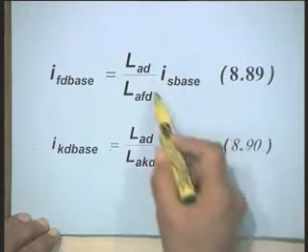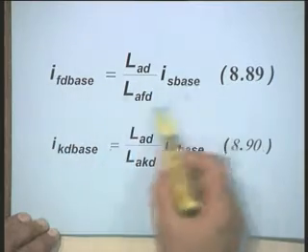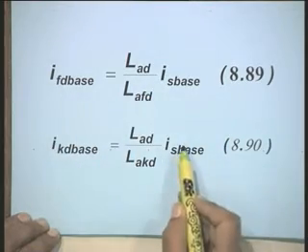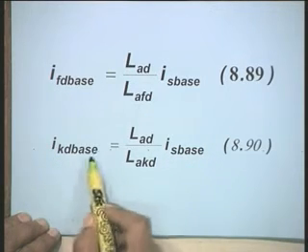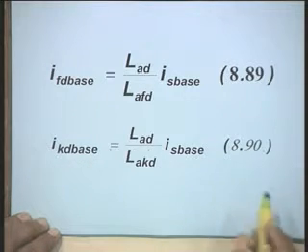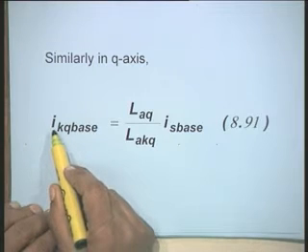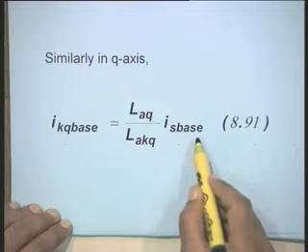Now, this gives a relationship that if I have chosen the stator base current, then the base current in the field circuit should be given by this equation. Similarly, if I have chosen the base current in the stator as Is base, then the base current in the direct axis amortiguer circuit should be given by this expression. Similarly, you can do it for the Q axis also. The Q axis will give you that IKQ base should be equal to LAQ divided by LAKQ times Is base.